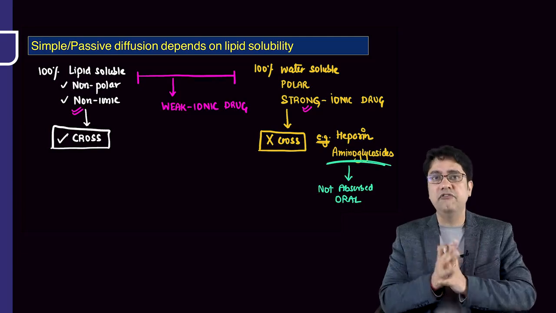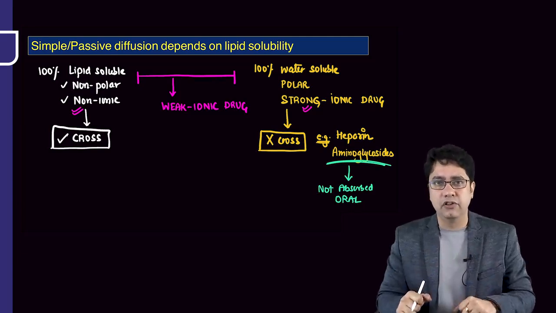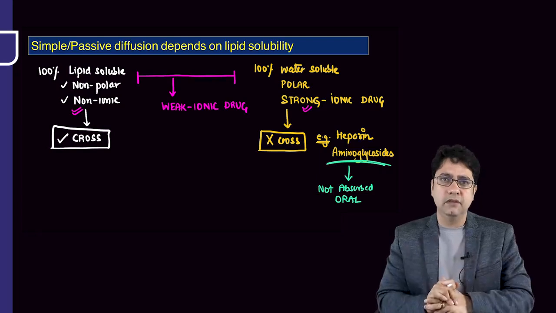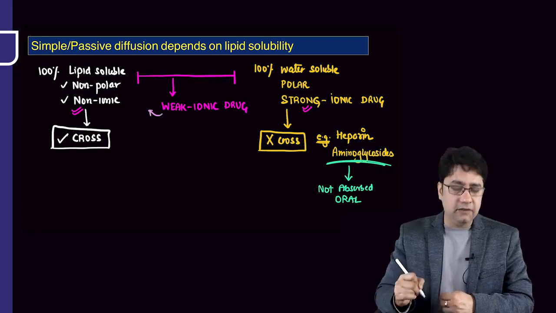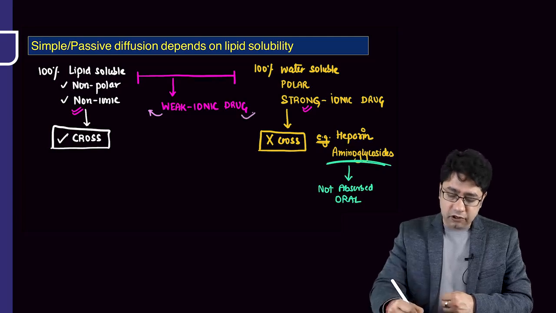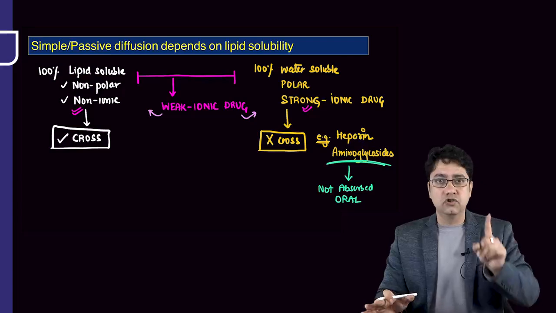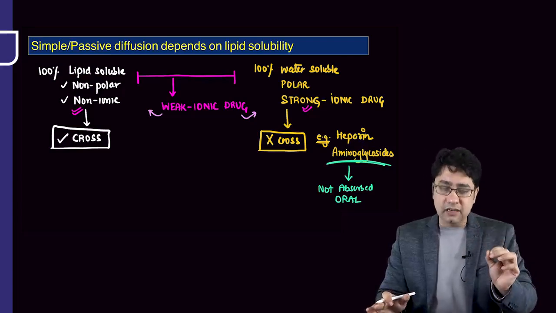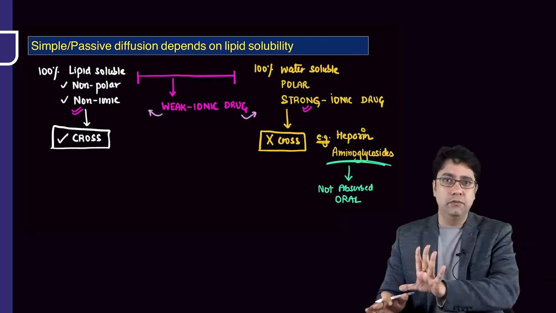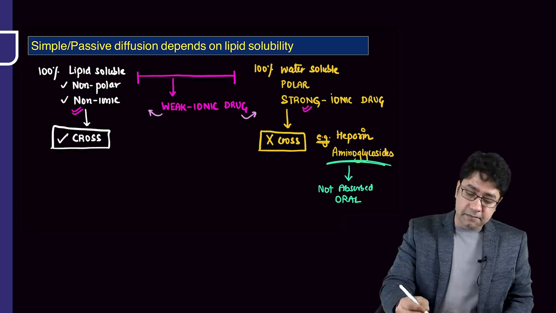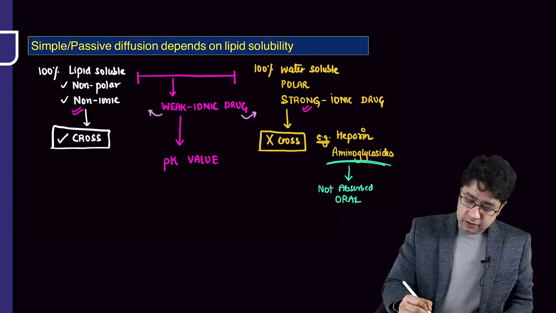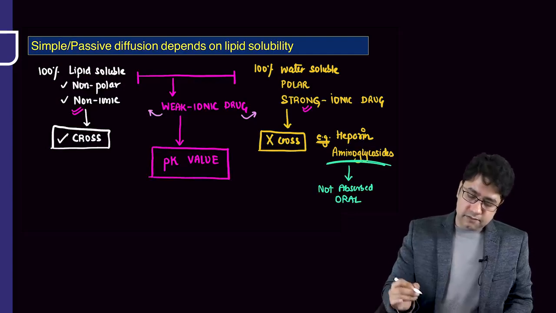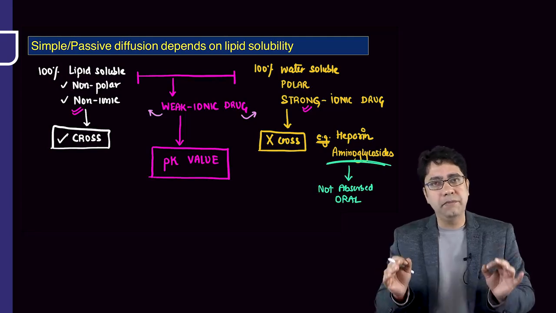Now, whether this weak ionic drug will cross the cell membrane or not, how do we determine? We know one thing: if this weak ionic drug behaves as lipid soluble, it will cross. If it behaves as water soluble, it will not cross. So for weak ionic drugs, whether they are lipid soluble or water soluble, we determine this by a value known as the pK value. Okay, so how do they behave? This we determine by the pK value.